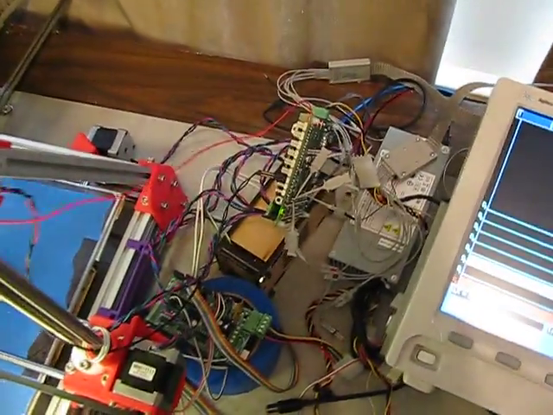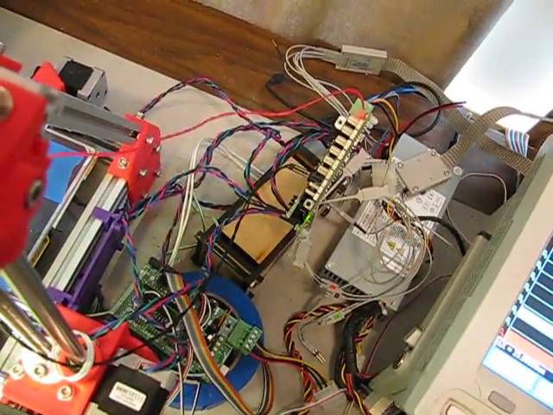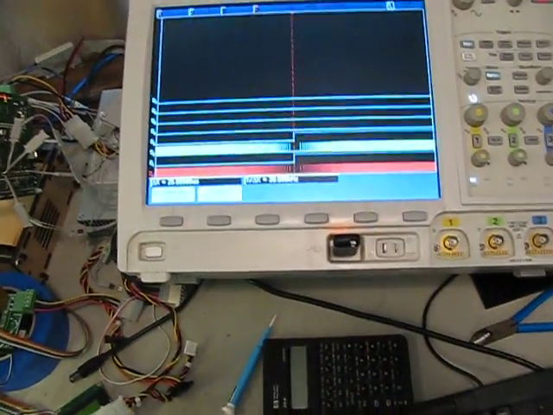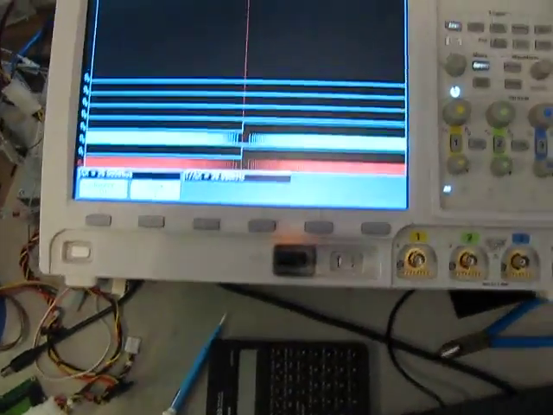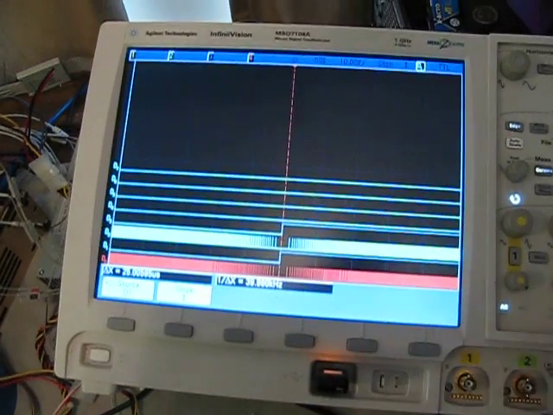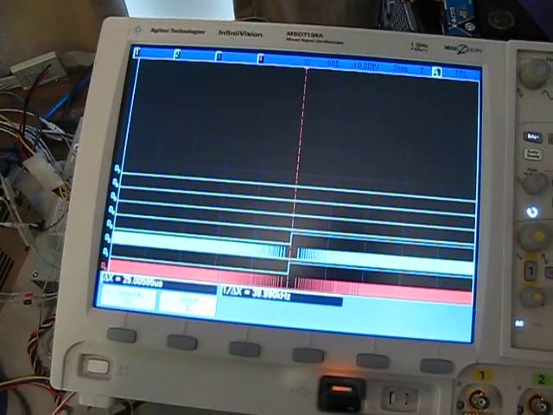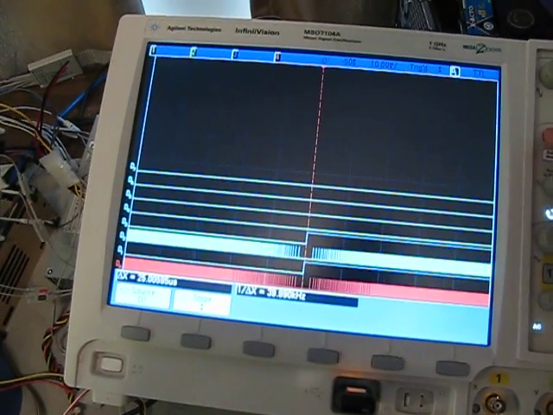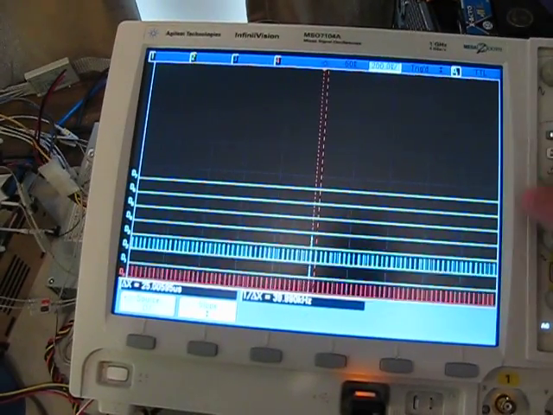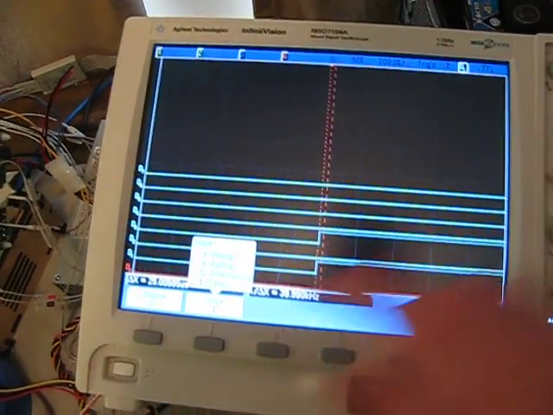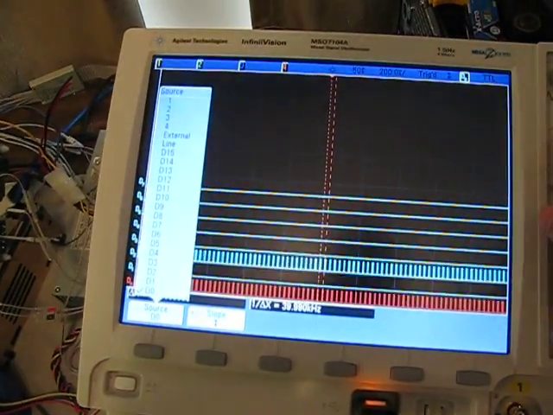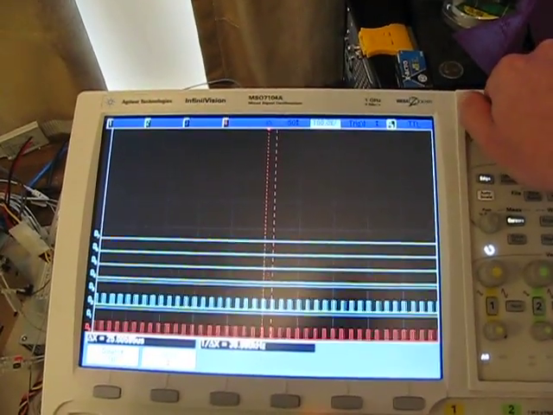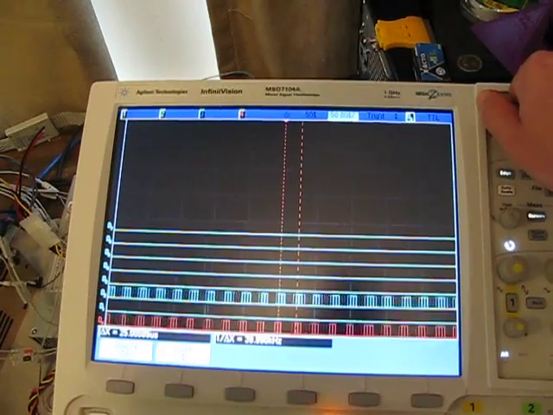Okay, we're back to the Bebopper and the BeagleBone and the PRU and step timings. I had someone ask me about step timings. Here's a snapshot of it at the direction change. And if we zoom in on the actual pulses, you can tell they're pretty smooth.